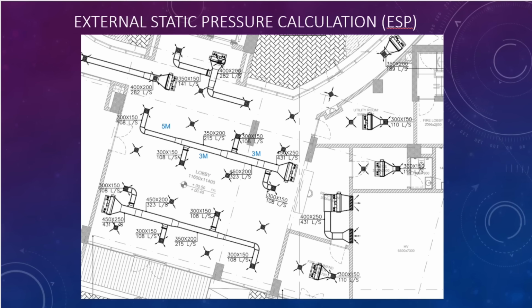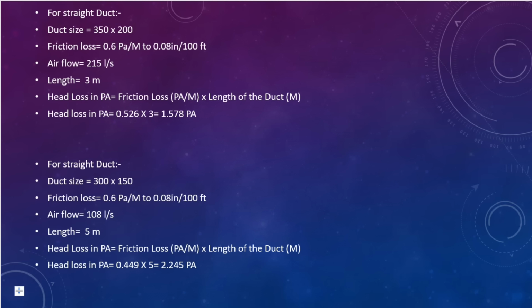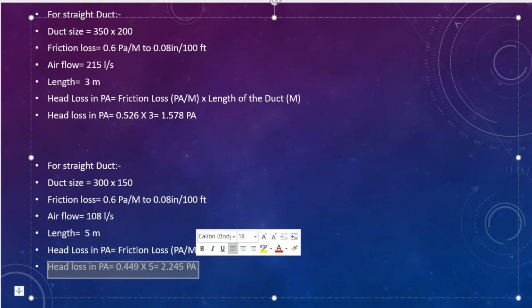0.449 into the length, total length is 5 meter. If you can see the duct drawing here, now it is 5 meter. So you have to multiply with this 5 meter to get the total pressure drop, total head loss. So it is 2.245 Pascal. This is what total straight duct we have calculated now.